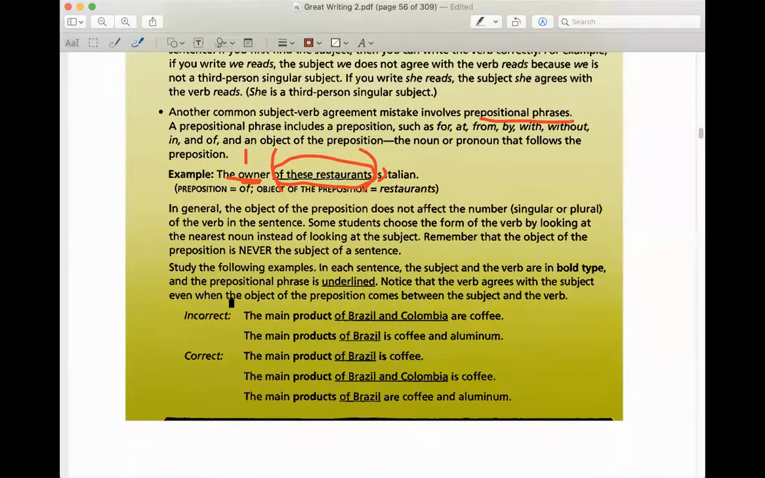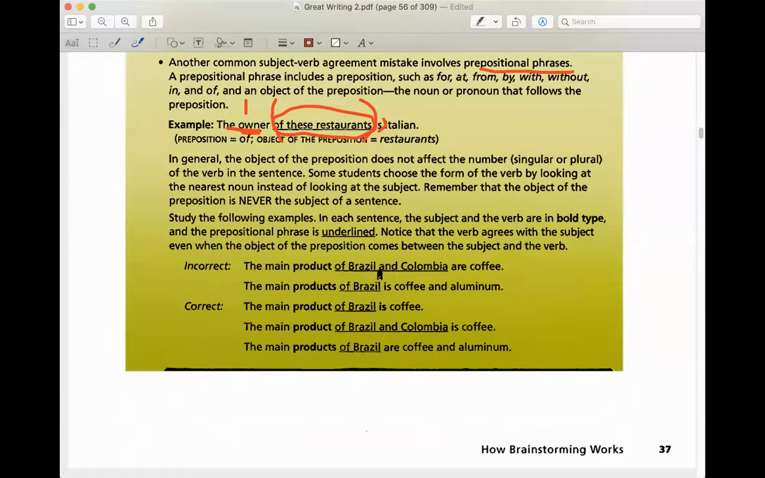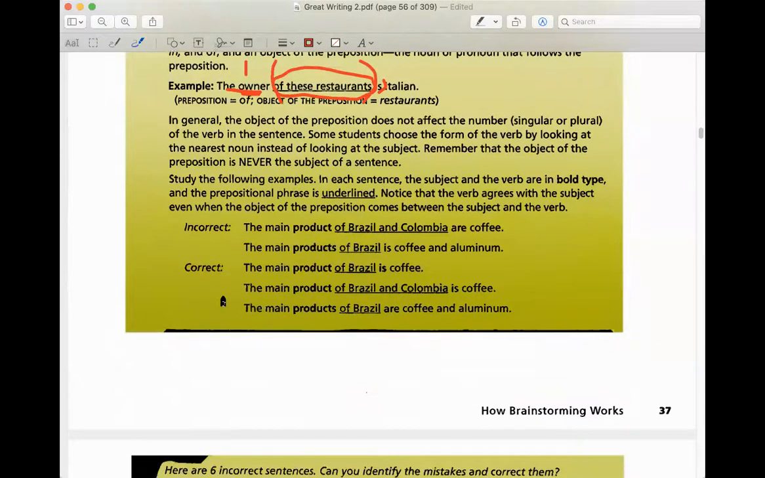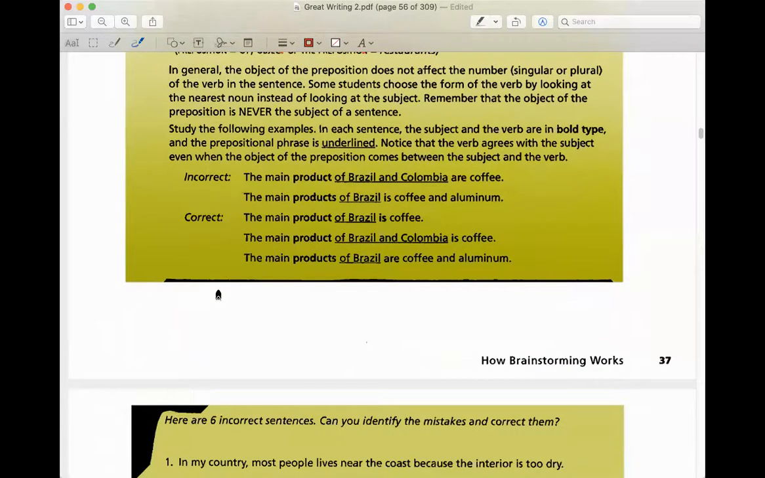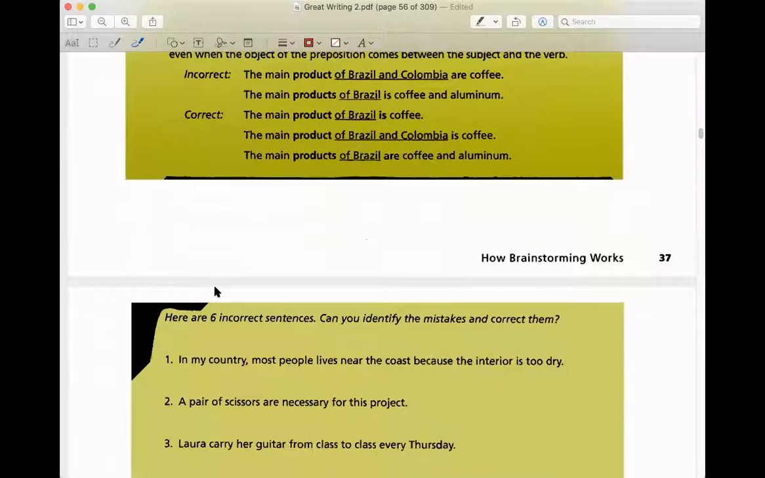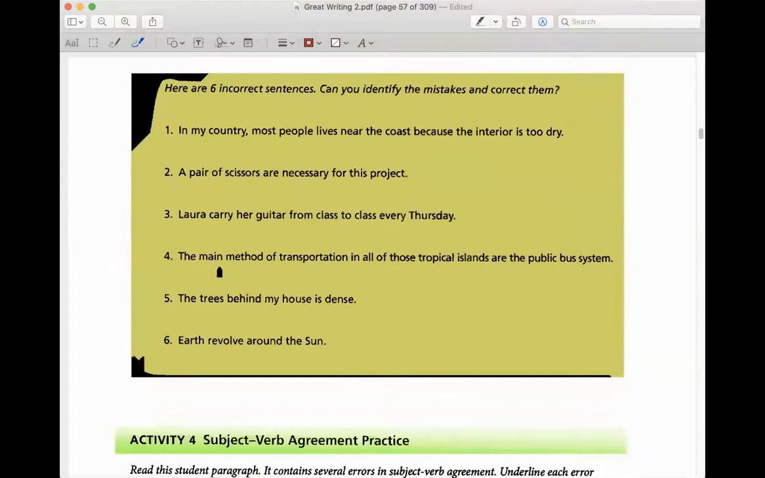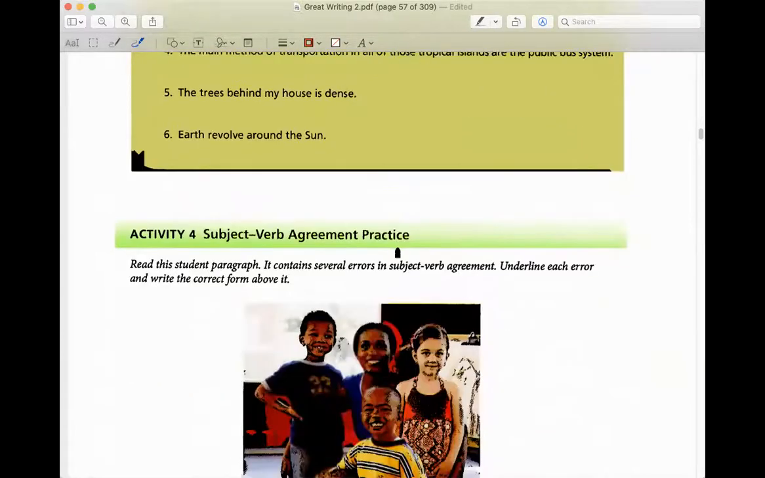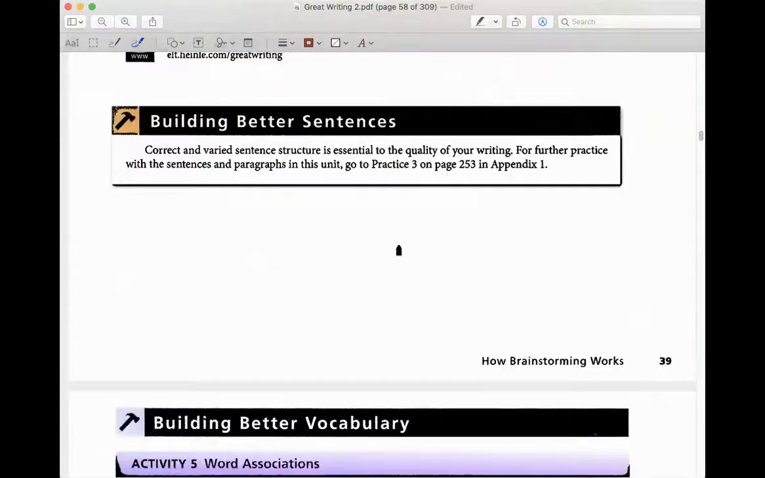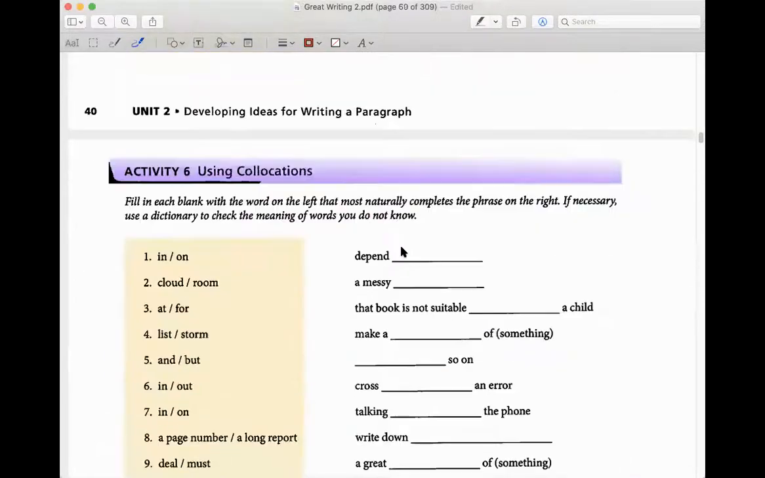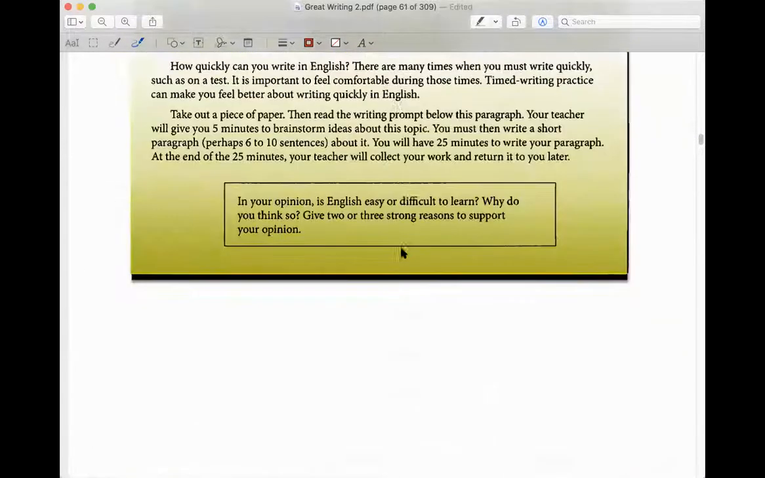So keep that in mind. Those can be very tricky. And I think almost every student got this one wrong on the quiz. So I will definitely put some of those in on the final exam. So be aware of that. Because it happens a lot, and it's a very common mistake that English learners make. Okay. So that covers everything from Unit 2.